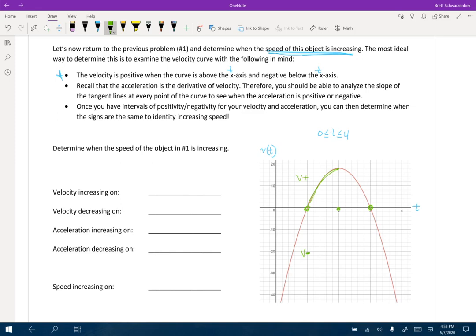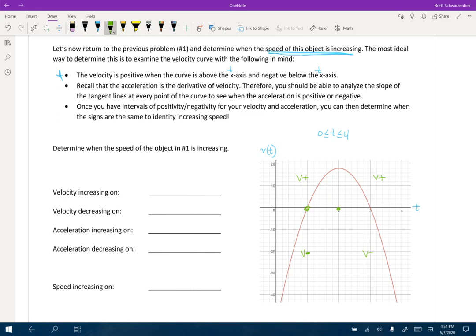What about here to here? Still above the axis, positive. What about down here? It is a negative velocity. So when we do these problems in the beginning here, we can clearly see where these velocities are going to be. So anywhere above is positive, anywhere below negative.